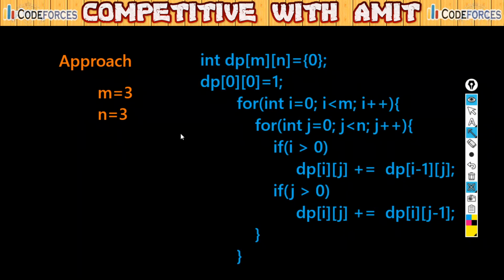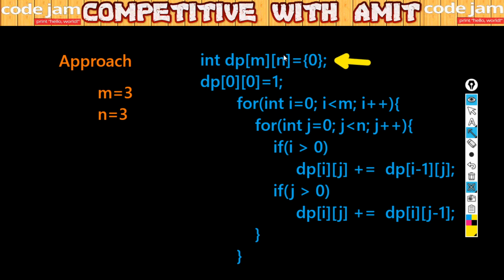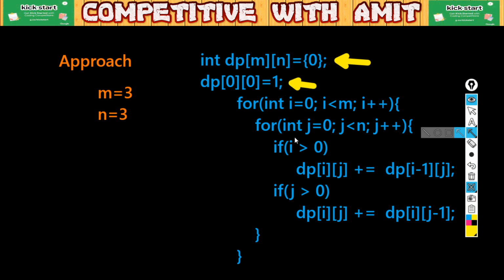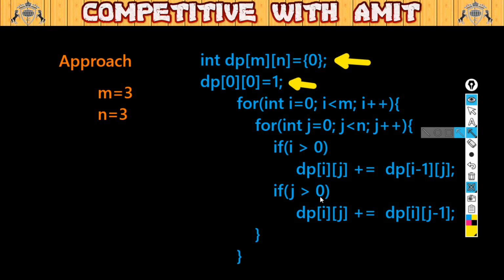So this is the code for our solution. First of all, I have declared this dynamic programming array. After this I have initialized the first index, and then the main code comes, in which I have iterated over all the values and then added their sums accordingly.